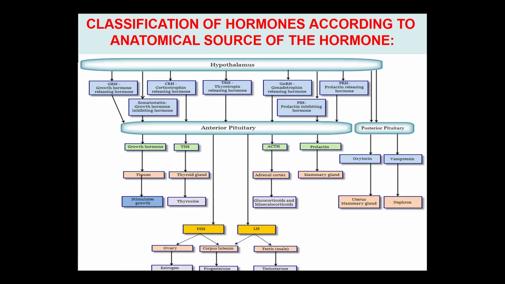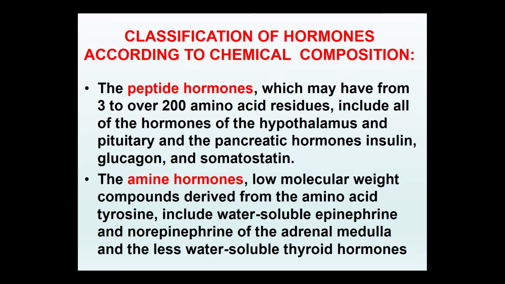One more classification of hormones is according to their chemical structure. Here we can classify them in four main chemically distinct classes. Peptides, where we include not only short peptide hormones, but also long proteins. Peptide hormones can have from 3 to over 200 amino acid residues. This includes all hormones of the hypothalamus and pituitary and pancreatic hormones.